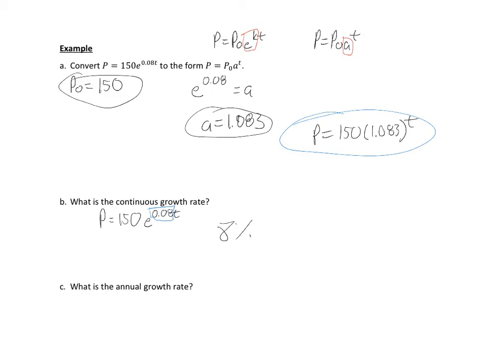If we want to consider annual growth rate, we're going to look at our annual function or our period function that we created. P equals 150 times 1.083 to the t. And remember, this comes from R. Annual growth rate is determined by the R value, or this value here, 0.083, but we want to write that in percentage form. That would be 8.3%.